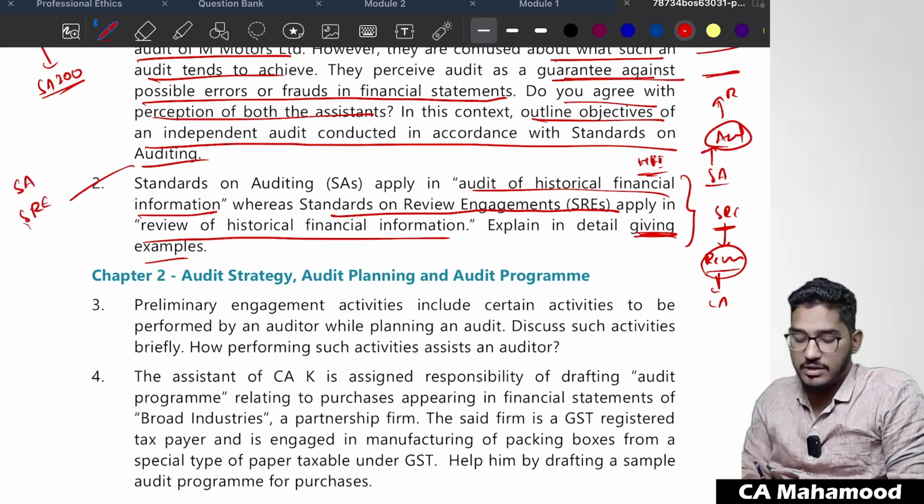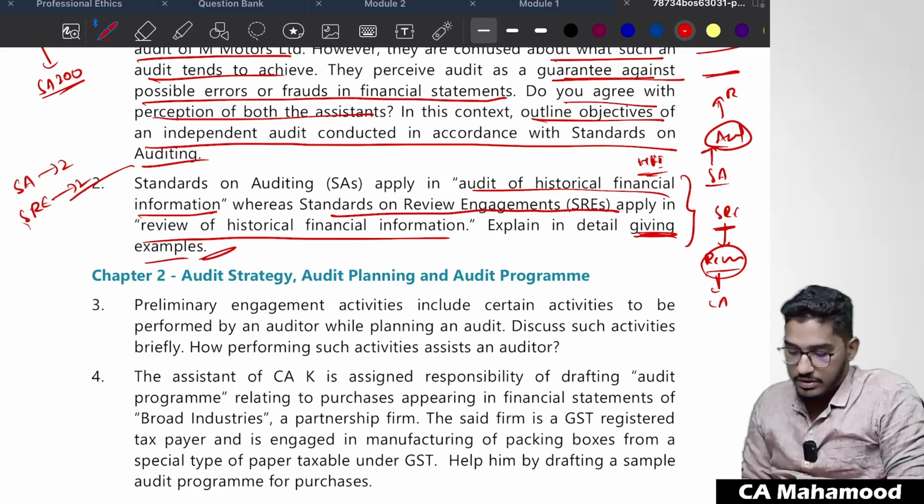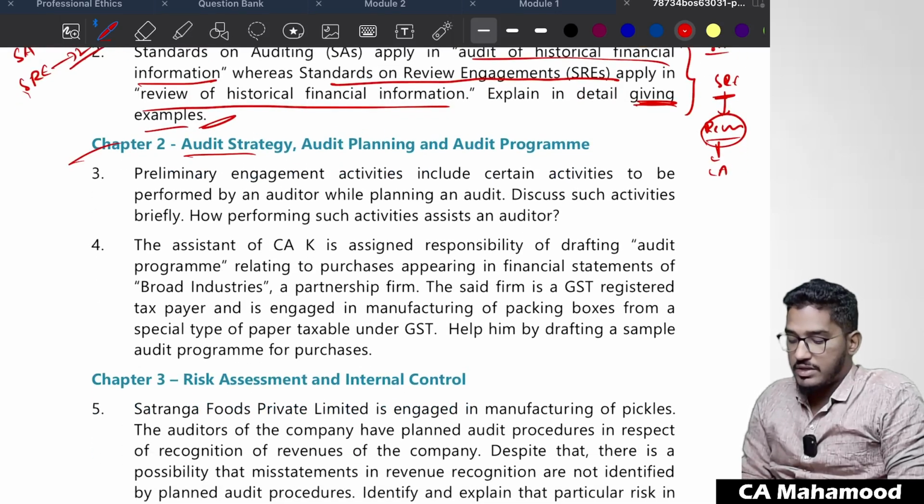Two examples they're asking. Give 2 examples of the standards on audit, give 2 examples of standards on review engagements. You can refer to the answer. Right. Coming to the next chapter, audit strategy, planning and program.